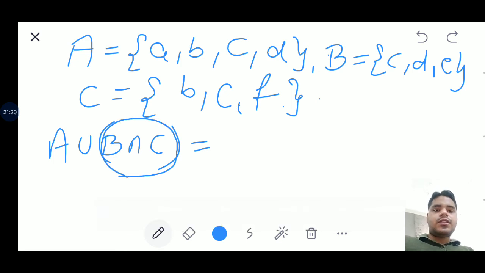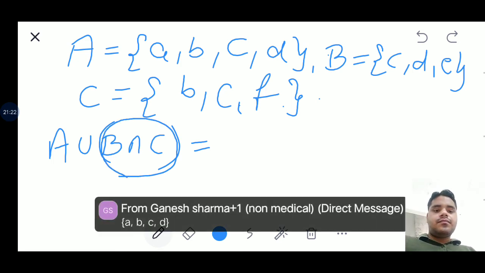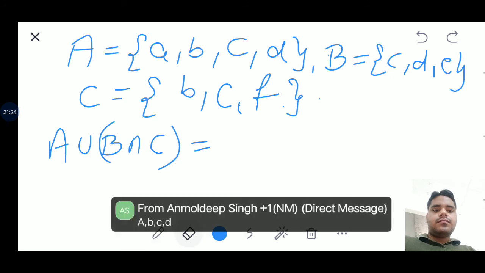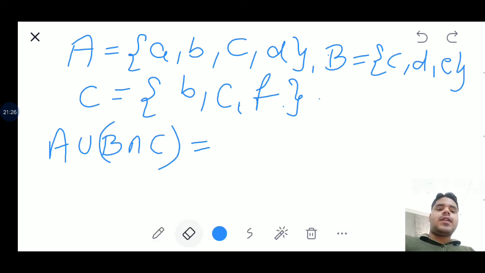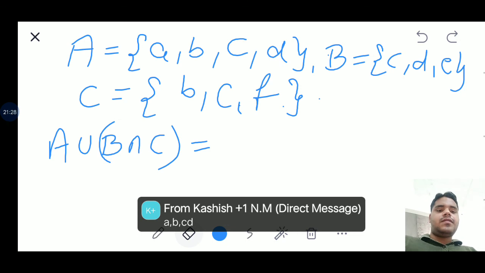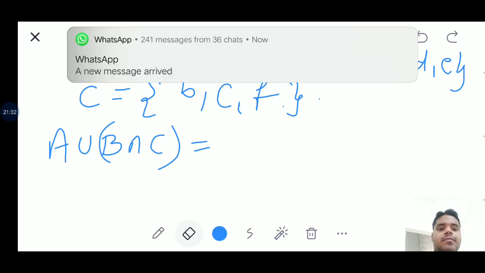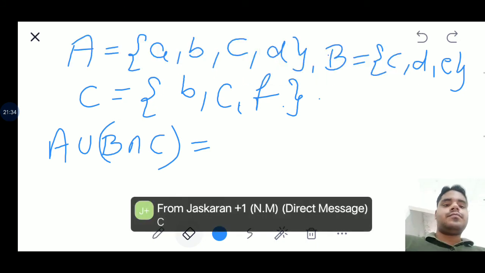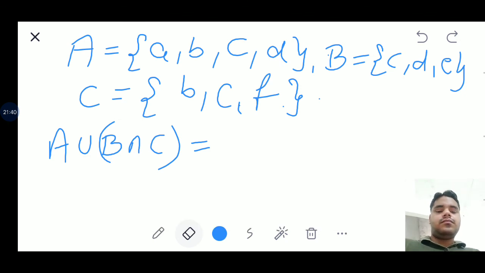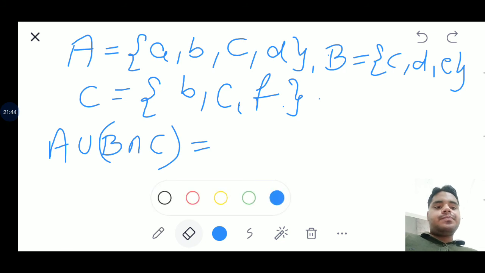Good. Just check your answer again. A, B, C, D is the answer coming mostly. A, B, C, D. Some of you are saying A, B, C, D, E, F also. So let's just come. Only C is not the answer. So let's take a look. First of all, we have to make the intersection of B and C only.